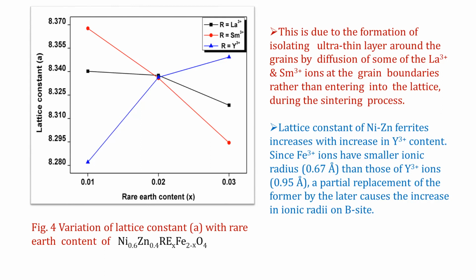But in the case of yttrium, the lattice constant of NiZn ferrite increases with increase in yttrium content, because here we replace the smaller iron with a larger ionic radius rare earth, and that is why the lattice constant of nickel zinc ferrite increases with increasing yttrium content.